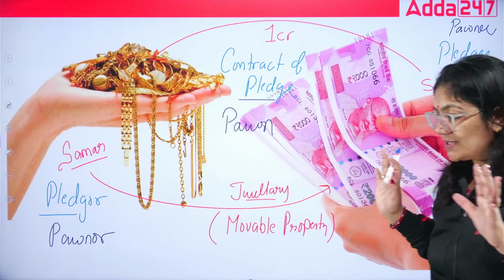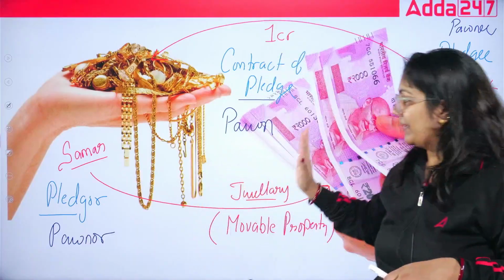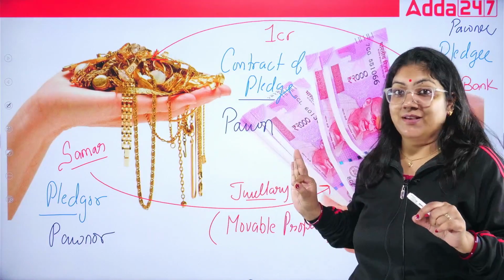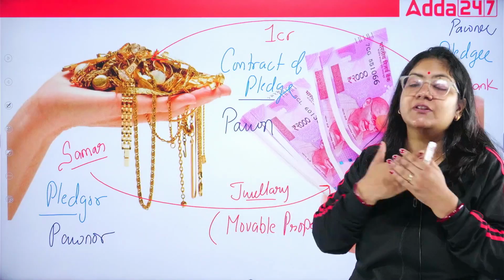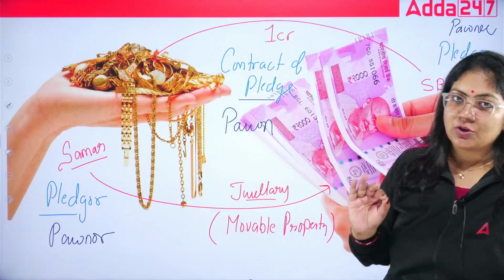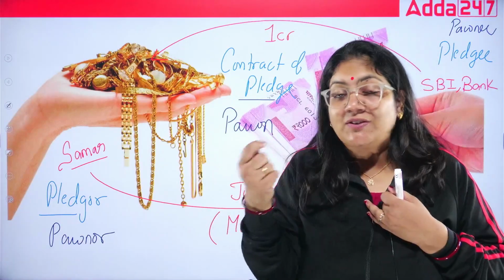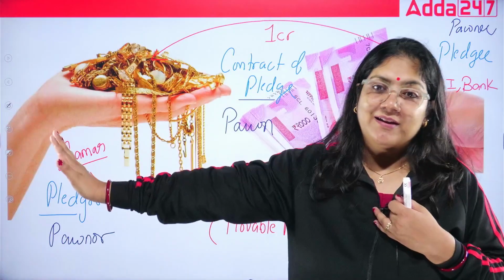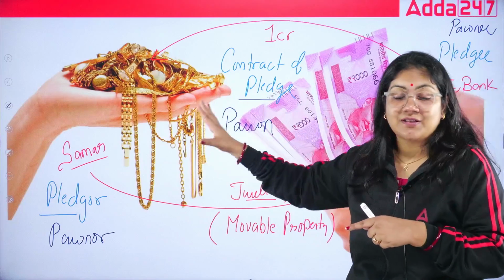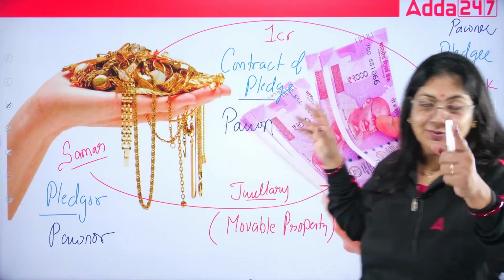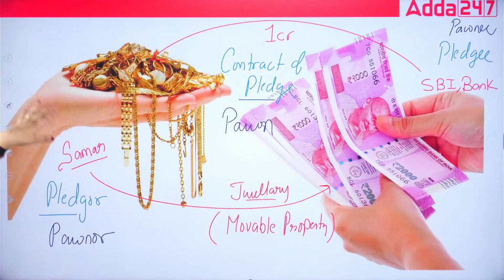Some students are very confused, ma'am, then what is hypothecation? In hypothecation, the property will be movable, but the possession and the ownership of the property remain with the borrower. Suppose if Nikkita ma'am wants to purchase a car, the ownership and possession is with me, but the document of my car, that is the RC, is with the bank. This is called hypothecation. But in pledge, the possession of that jewelry is with the bank. In hypothecation, possession and ownership are with the borrower.